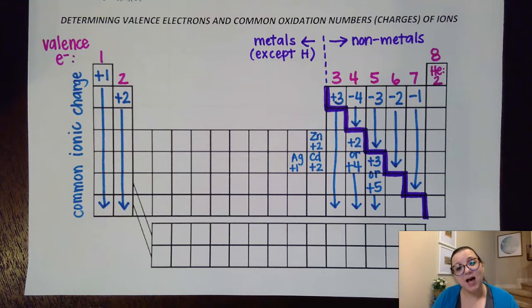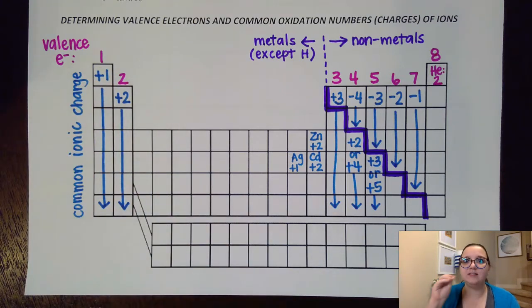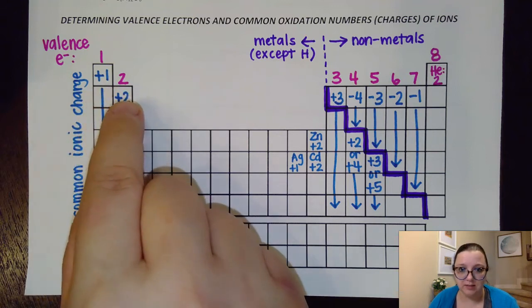The next thing I did is I identified for each group how many valence electrons the elements in those groups have. Valence electrons are the only electrons that we illustrate in a Lewis dot structure, so we need to know how many are appropriate to show. You notice group 1 has one valence electron. Remember, it's just that valence single s electron. For group 2, we have 2 valence electrons.